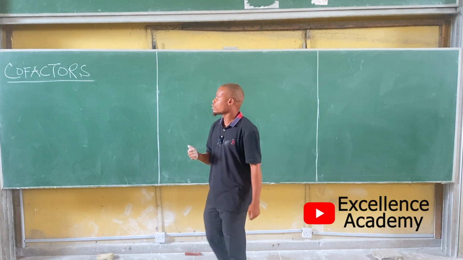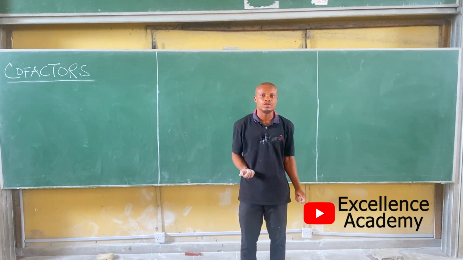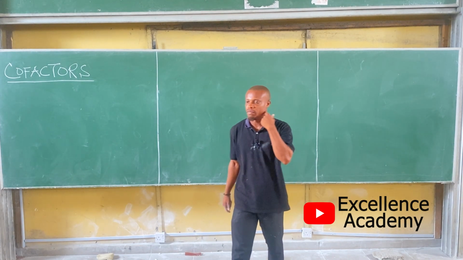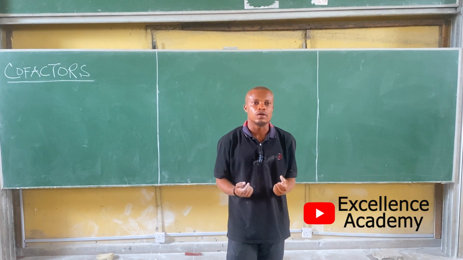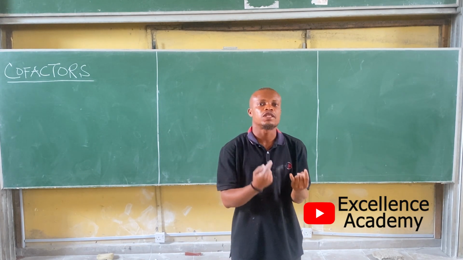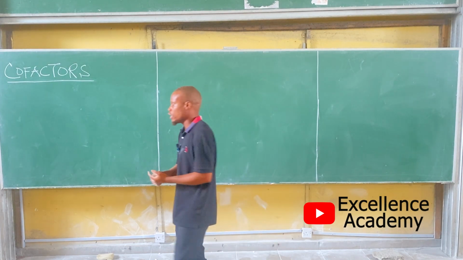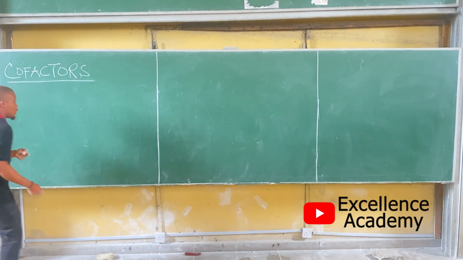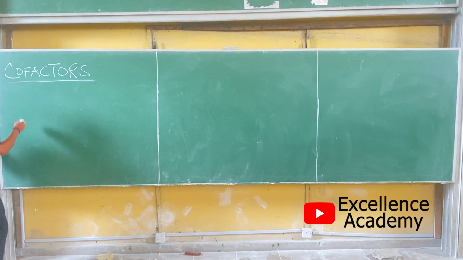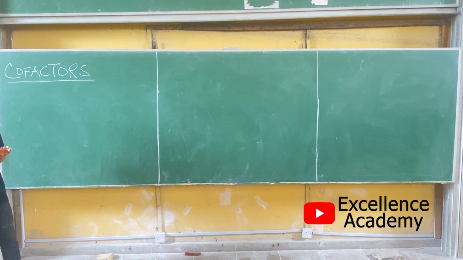All right, let's look at cofactors of a matrix. In solving the cofactor of a 3 by 3 matrix, we deal with sign convention, right? So this is it. As I said, we deal with sign convention. It's a similar way of determining the determinant of a matrix.